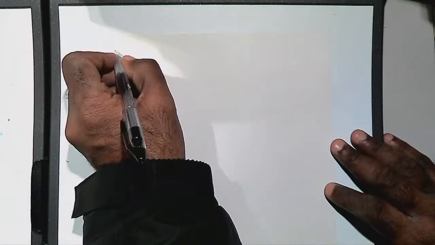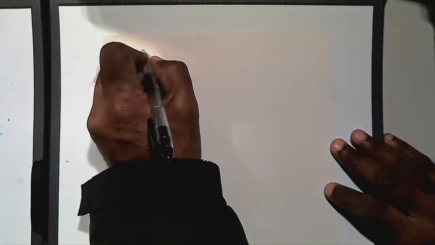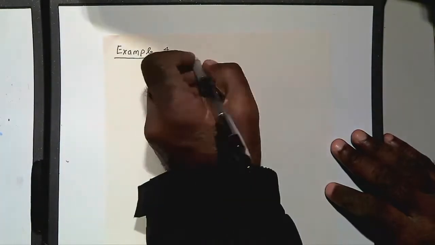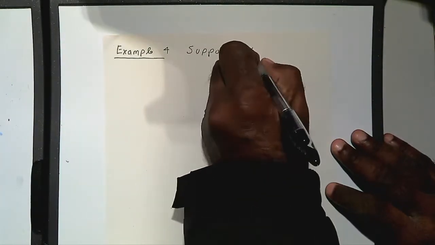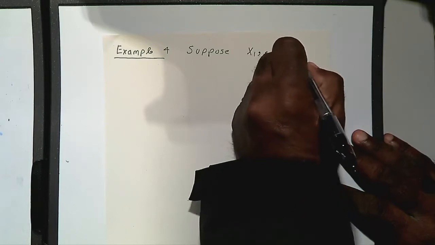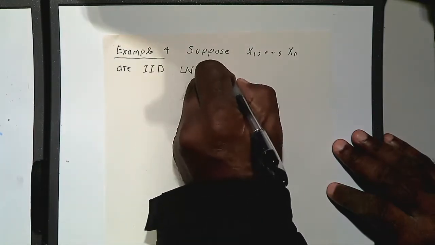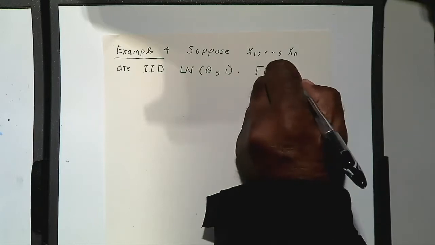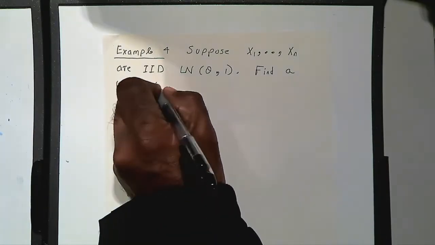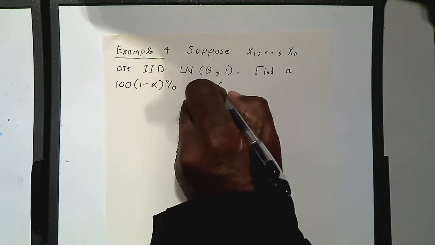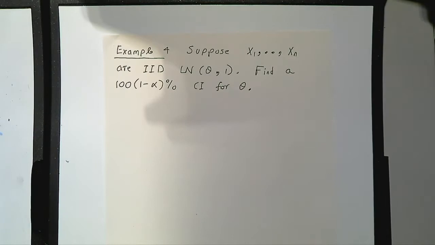Now, the next example, example 4. So we have a random sample from a log normal distribution, and we want to find the confidence interval for theta.